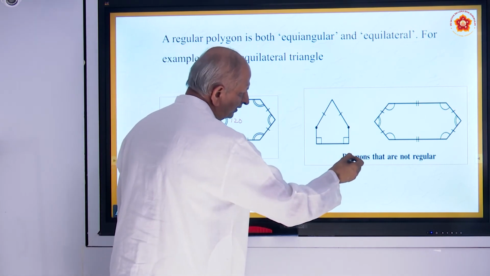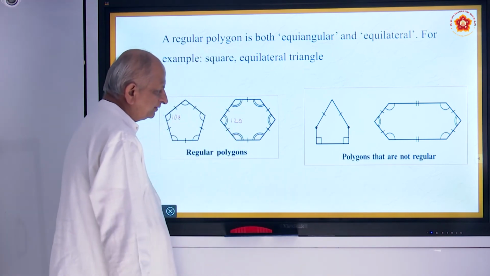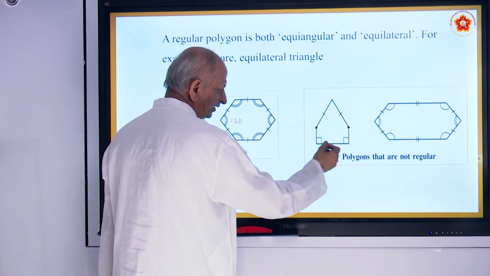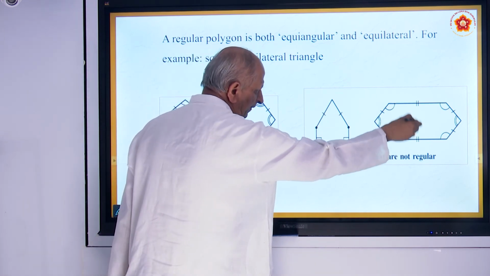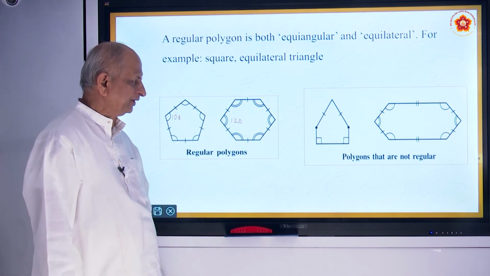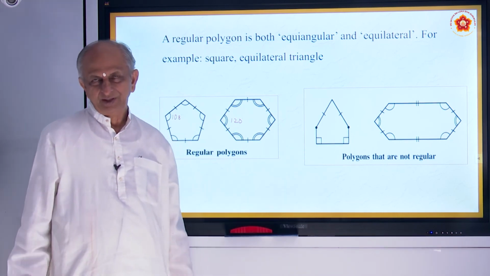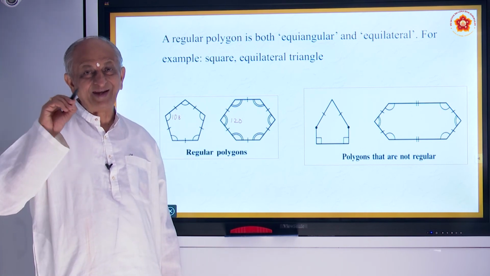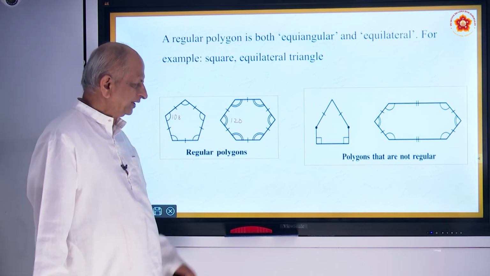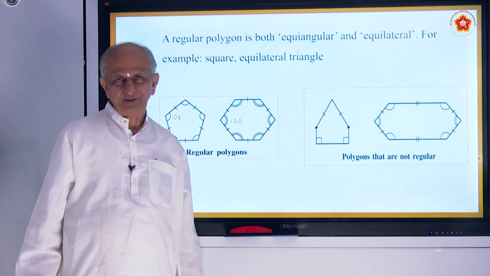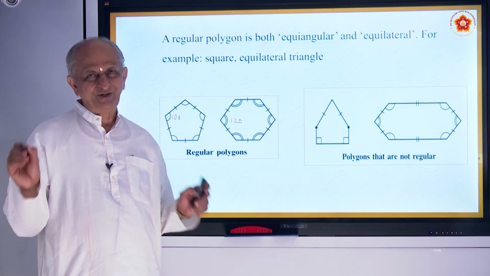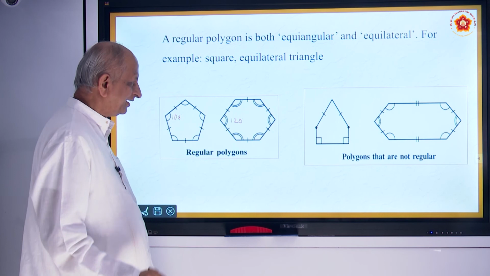But these are not regular, because sides are not equal. These two sides are equal, but these are not equal. Here also opposite sides are equal, but not all the sides are equal. Therefore it is not regular. If it is not regular, what do you call it? Irregular polygons. Understood? So try to make these models also in paper cuttings. You try to do it, and then you understand what is regular, what is irregular and all.